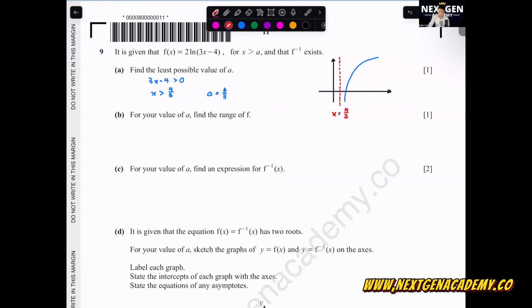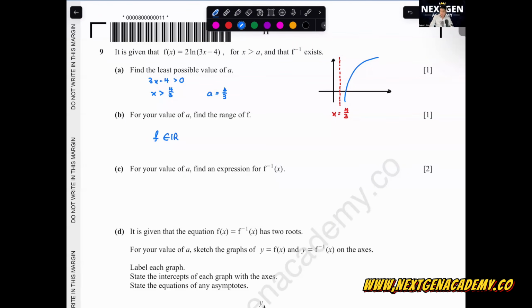For this ln graph, find the range of f. According to this, what is the range? We can say it is all real numbers. How to express this? Just write like that, f(x) belongs to R.